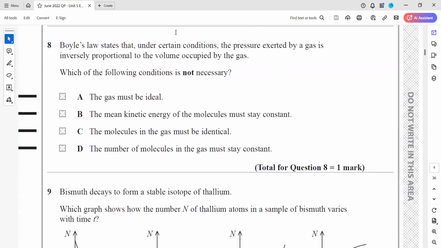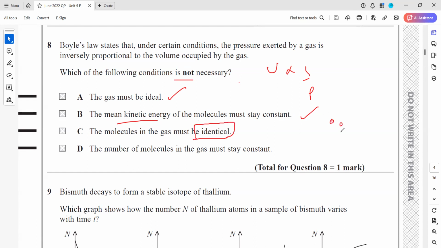Boyle's law states that under the condition that the pressure of a gas is inversely proportional to volume, which of the following conditions is not necessary? Volume and pressure are inversely proportional. The first condition, it must be an ideal gas. The mean kinetic energy, the temperature, should be constant. The molecules of a gas must be identical. That is not a condition.